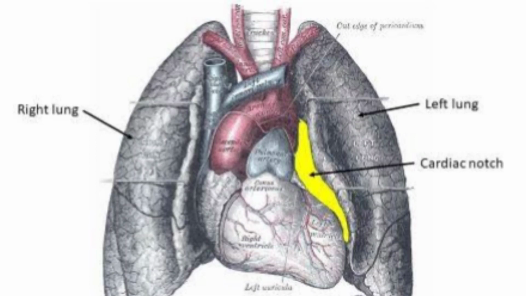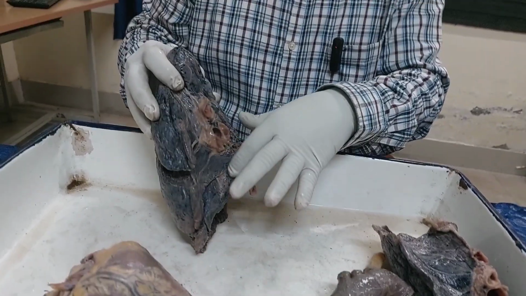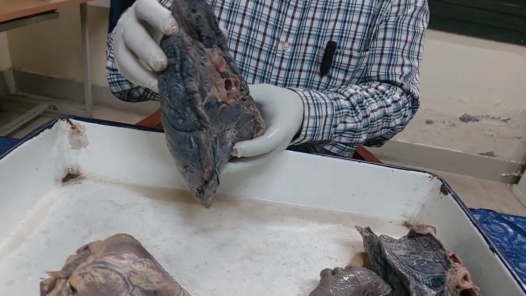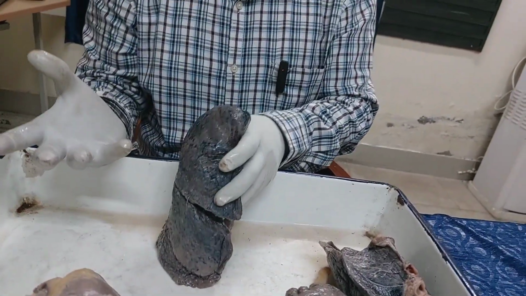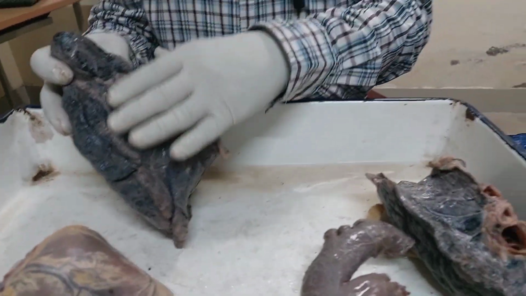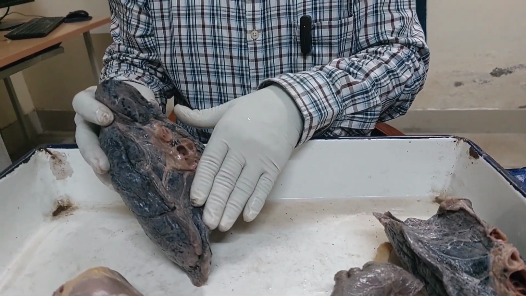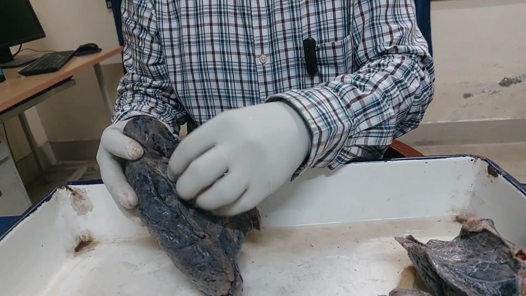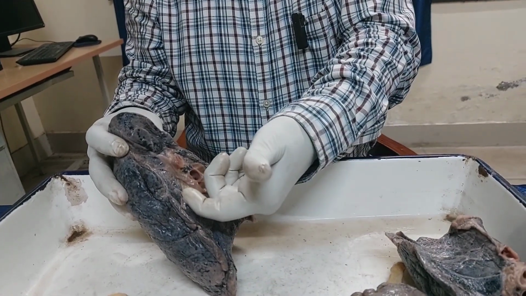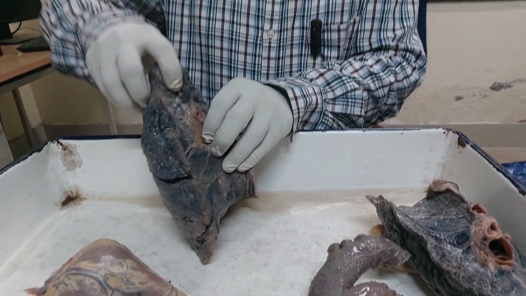And one by one I will show you the different impressions of right lung and left lung. This is the right lung, you know. So this is the impression for the heart, so cardiac impression. And you know, in the heart there are 4 chambers: right atrium, right ventricle, left atrium, left ventricle. This area is in contact with the right atrium and right ventricle. And the right atrium receives the inferior vena cava from the lower side and superior vena cava from the upper side.